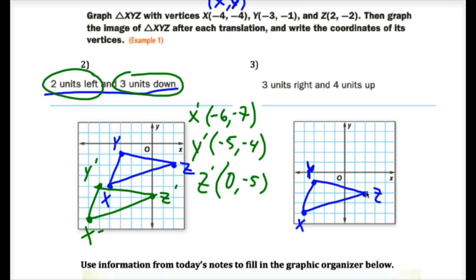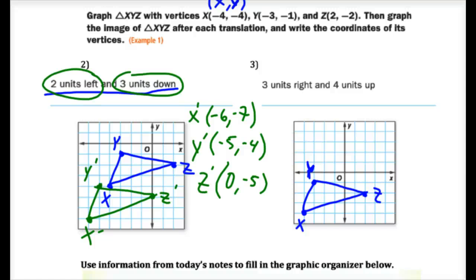Make your triangle. Wait, hold on. How come that doesn't look in the same spot as the first one? Yeah, the graph is different. The origin on that first one was top right. It was more in the middle of the second one, so it's not in the same spot. We'll go 3 right and 4 up.